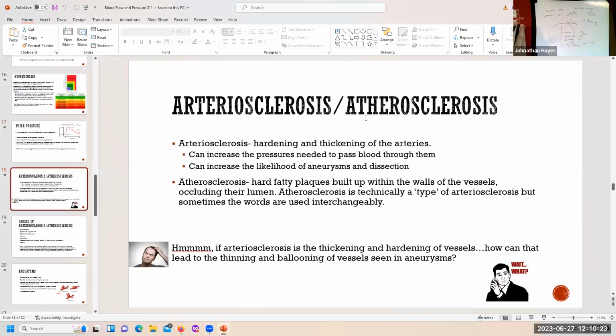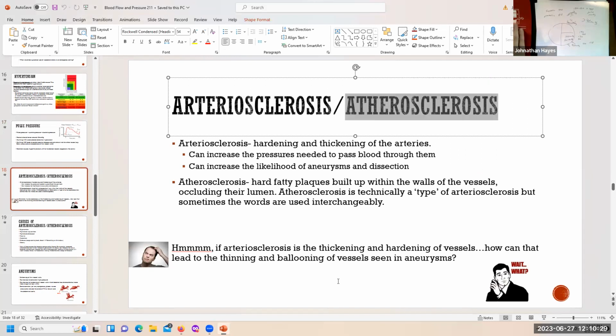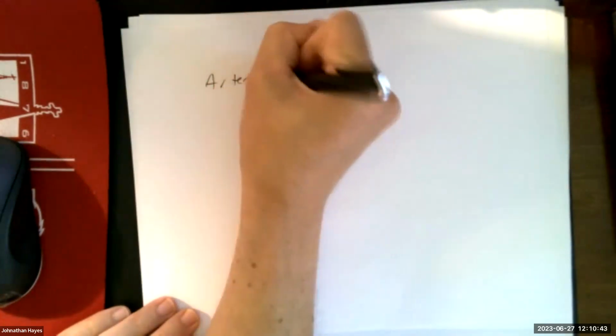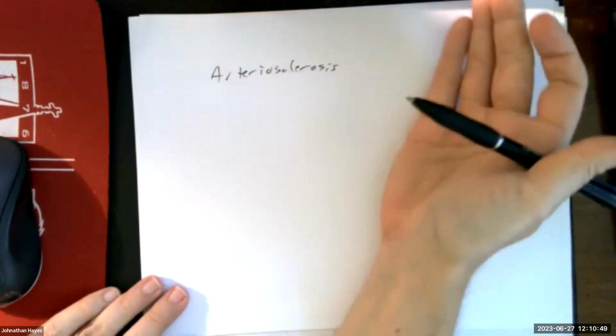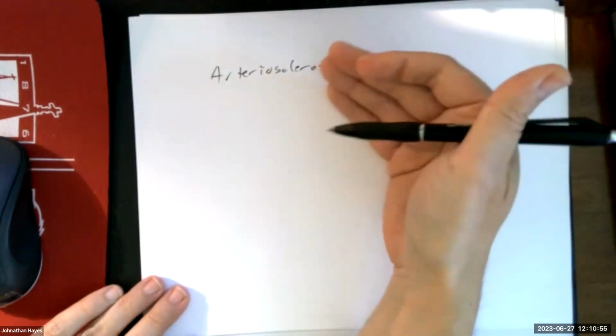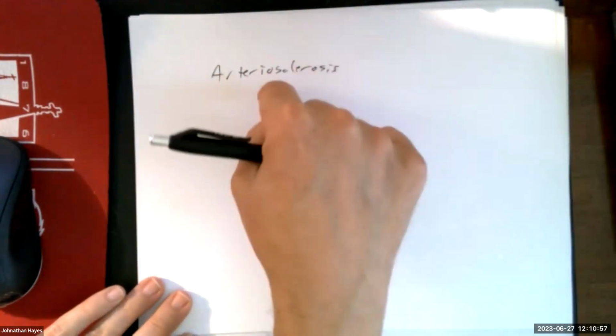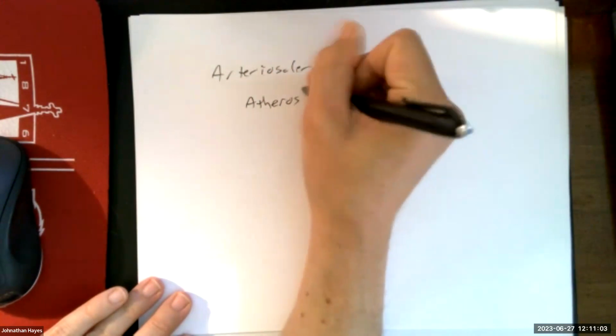Arteriosclerosis, atherosclerotic plaque buildup. This is the big term. This is a type. Most people just tend to think about them as being the same thing, and that's fine. That's not such a big deal, but arteriosclerosis is more of a generic term. Arteriosclerosis just means hardening of a vessel. And you can get that over time by calcification. You can get arteriosclerosis and not have atherosclerotic plaque buildup, but you can't really have atherosclerotic plaque buildup without getting arteriosclerosis. You see what I mean? So this is more of the catch-all term. Atherosclerosis is a type of arteriosclerosis.